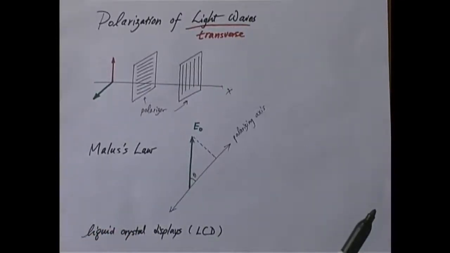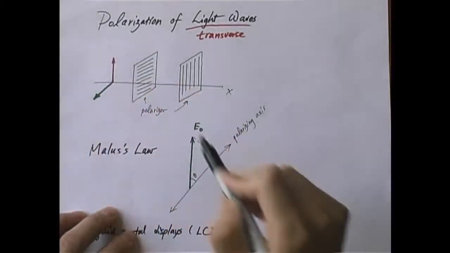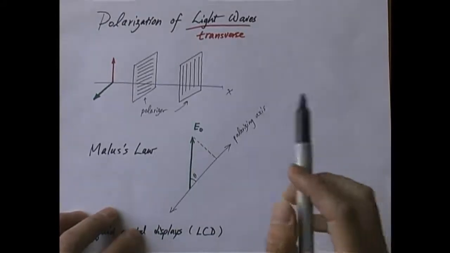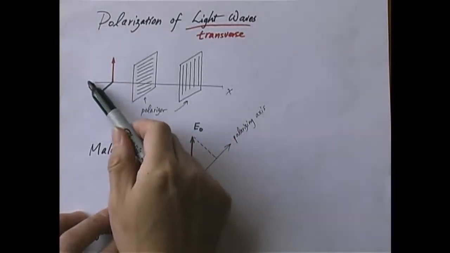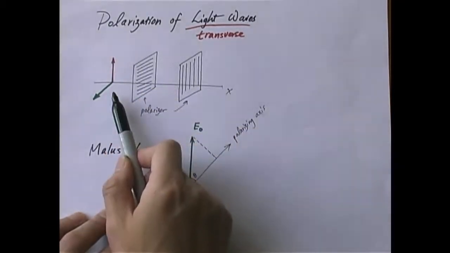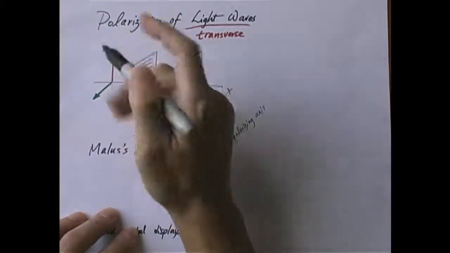Now, we're going to look at the second part of this chapter, another important aspect of visible light, and that is polarization. Light is a transverse wave. All electromagnetic waves are transverse, which means the direction of propagation and the direction of oscillation are perpendicular to each other. Okay?